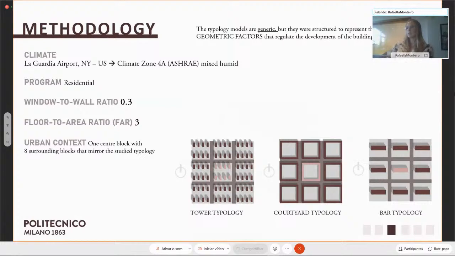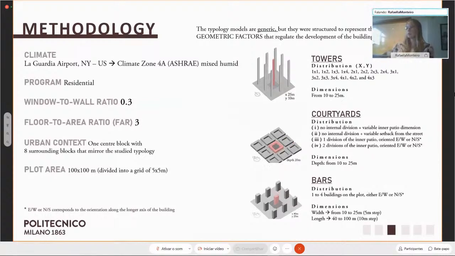The simulations were placed in an urban context, with the center plot being the main one, but surrounded by 8 other blocks that mimic the behavior of the center one. And this center one is the plot area of 100 by 100 divided in a grid of 5 per 5 meters. So the arrangement for the towers can have up to 2 to 4 buildings on the plot, both in X and Y, and the dimensions go from 10 to 25 meters.